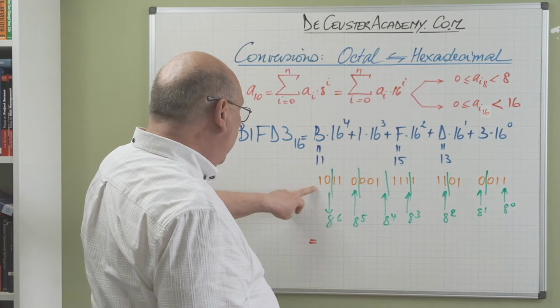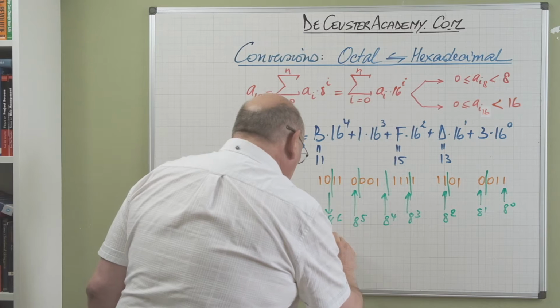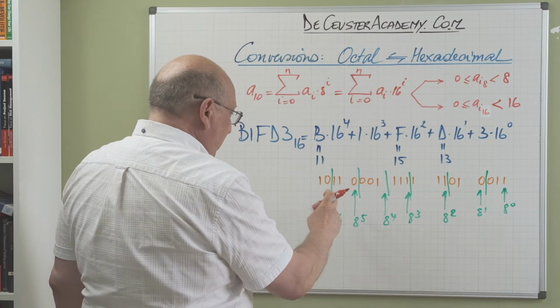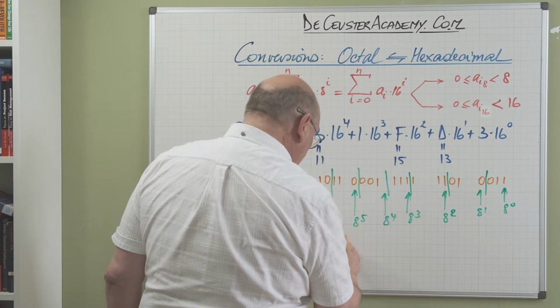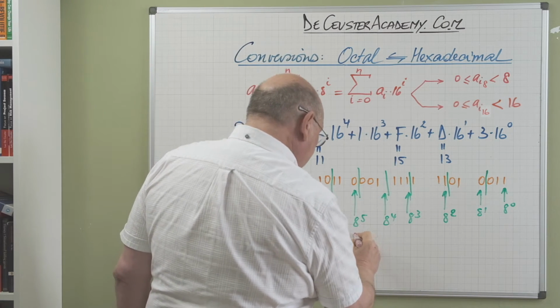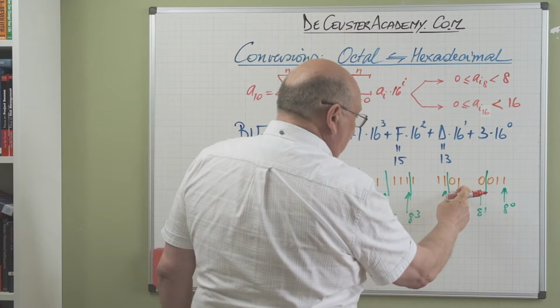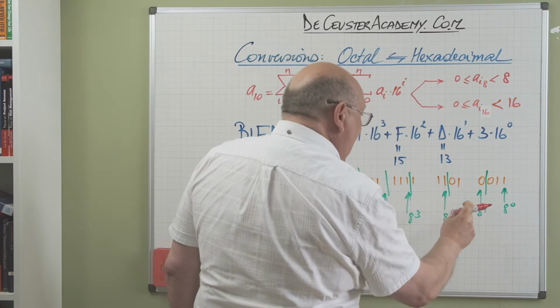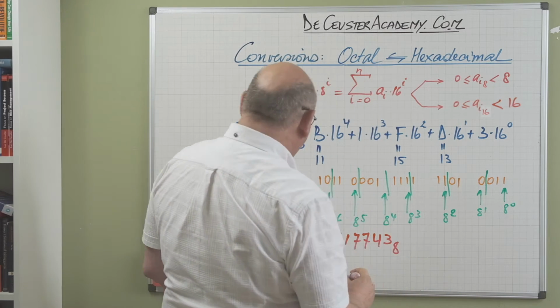So basically what we will find here is that the first number is 0, 1, 0. So this is equal to 2. Here we have the number 4 and 2 is 6. Then we have the number 1. We have 7, 7. We have 4. And finally, we have 3 in base 8.